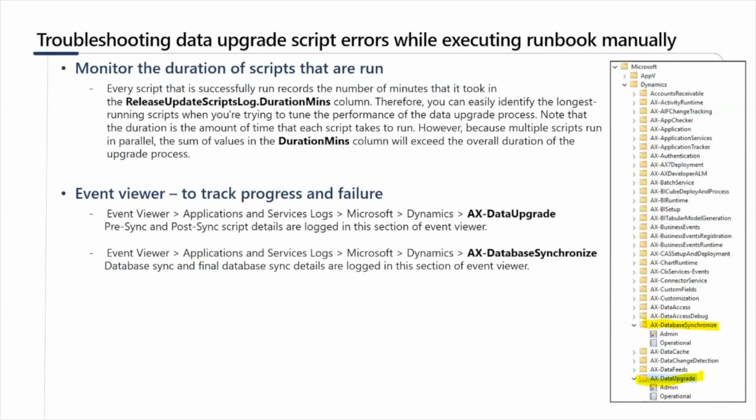In a few scenarios, if you want to monitor the duration of a script that ran, then the release update scripts log table has details in the duration minutes column. Also, to track progress or failure, events are logged in the system. Pre-sync or post-sync related details are in the AX data upgrade event, and database synchronization event details are logged under the AX database synchronization event. So this will for sure help you if you want to track progress or see a failure.